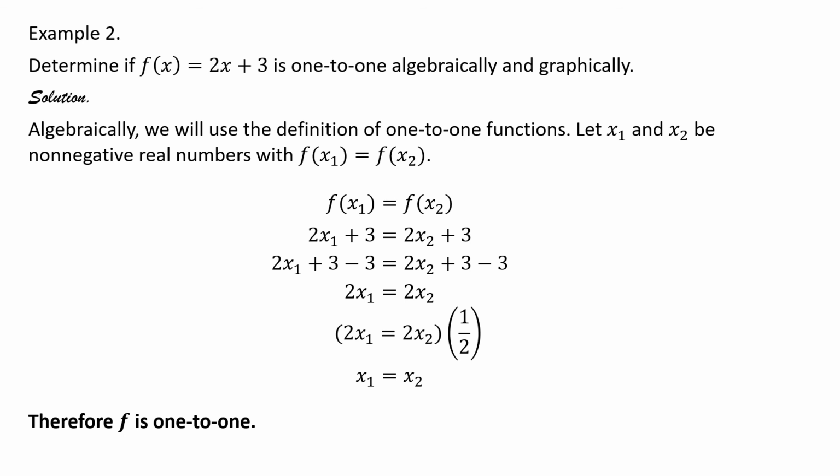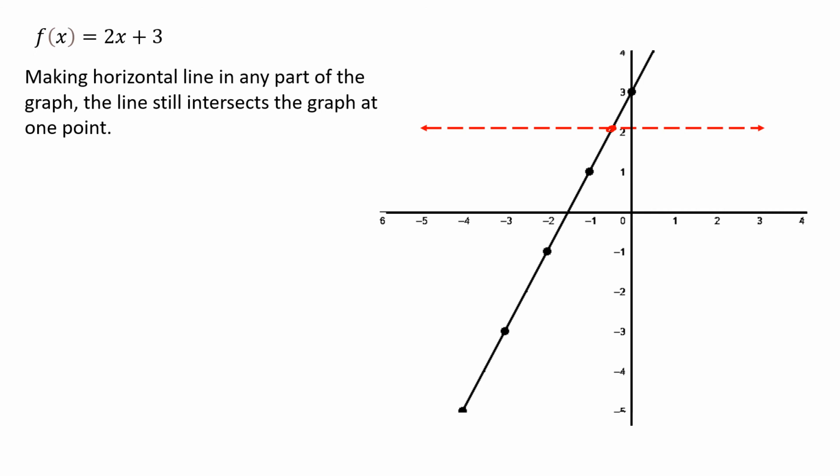So using a graphing calculator, we can graph now our 2x plus 3 na function, and making horizontal line in any part of the graph, the line still intersects the graph at one point. So dili siya nga part nag-intersect sa aton nga graph. So mayara ko da mga examples sa aton nga modules. You try to graph it using a graphing calculator to determine if it is a one-to-one function.